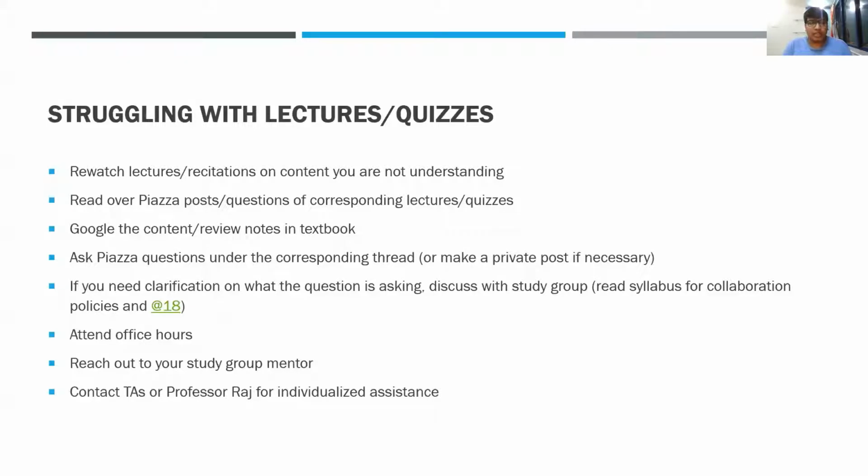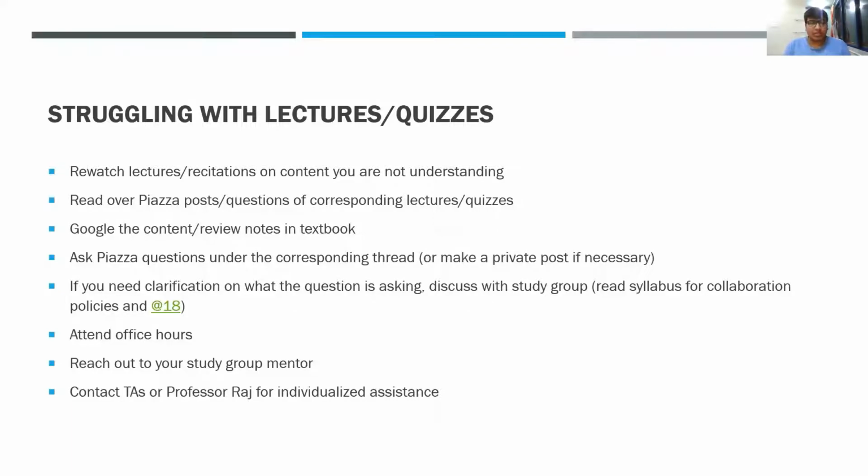And if you need clarification on what the question is asking in any of the quizzes, then you can discuss with your study group. We encourage collaboration with your study group, but wherever collaboration comes in, there is also a question of cheating. So for that, please read the syllabus for the collaboration policies, and more importantly, read post number 18 on Piazza, where Professor Raj has clearly outlined what we consider collaboration and what we consider cheating.